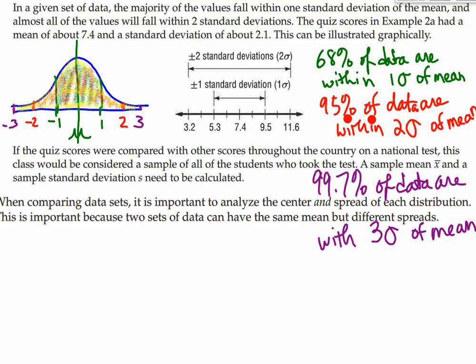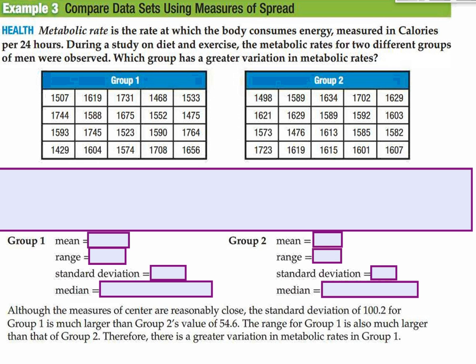And then all the way out there, there are still values, but it's very unlikely. This next one, I'm just going to go through the answers with you, because now we can find the mean, the range, the standard deviation, and the median. Give me a head nod if you agree with all that. So we're just going to go over it. But I want you to look at these two groups. Just glance at group 1 and glance at group 2.